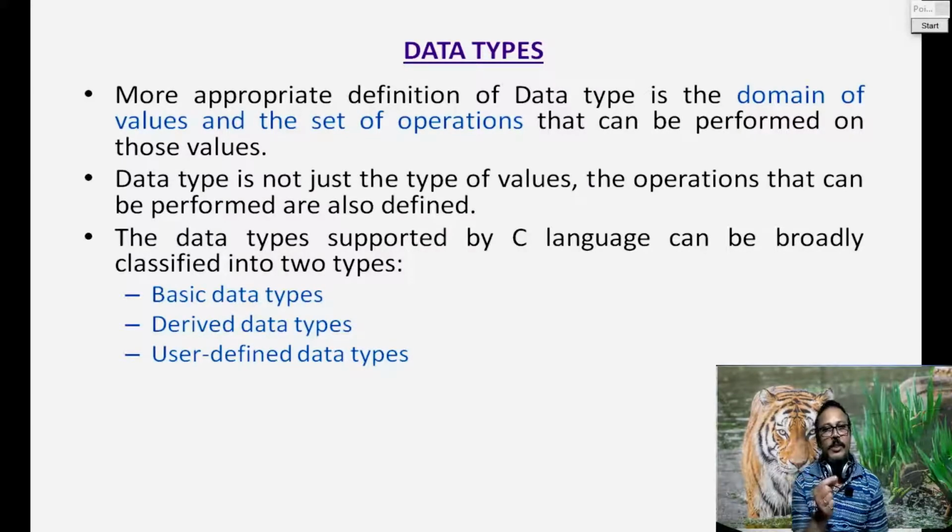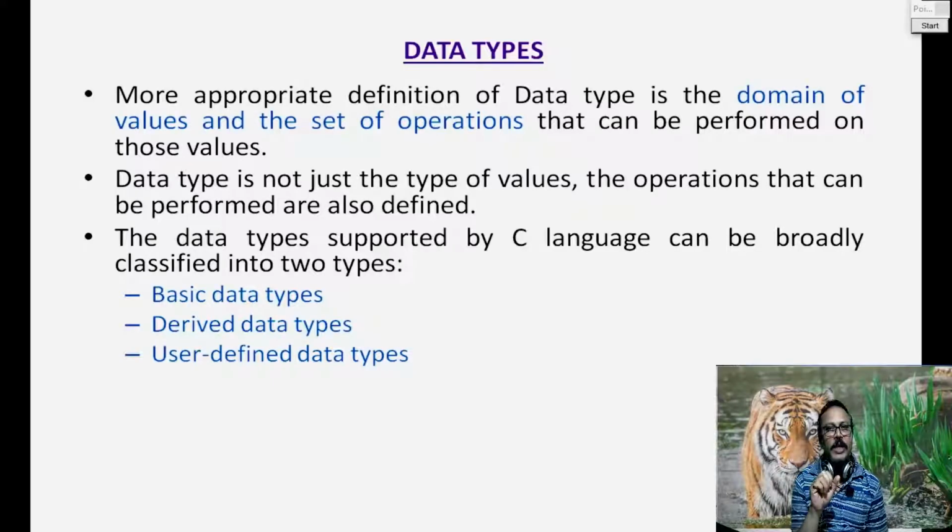Similarly, if you have characters A, B, C, etc., you don't add characters. If you store some values and use A and B as variables, then you can add the contents of A and B. But if A and B are just simply characters, you don't add them. So the set of operations are also defined. That is the main point. Domain of values and the set of operations that can be performed on those values. Both together define a data type.